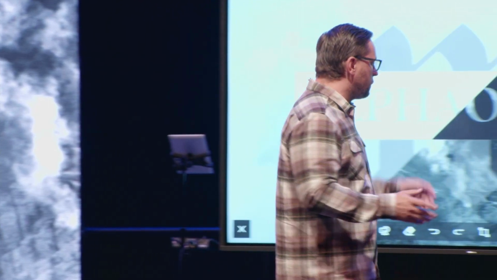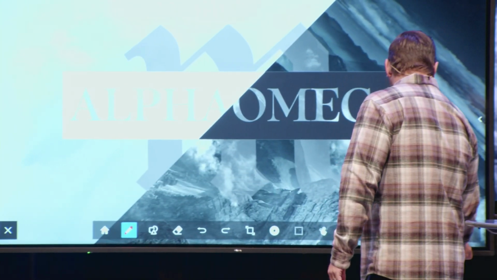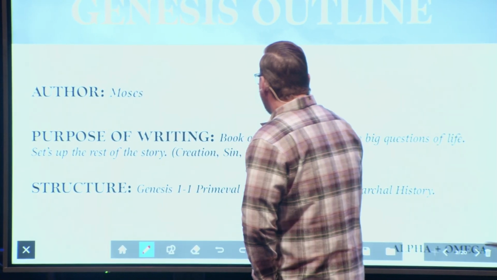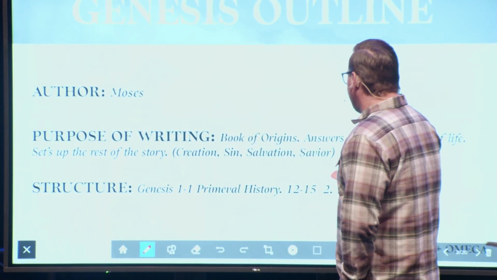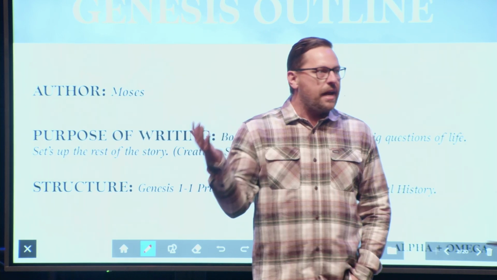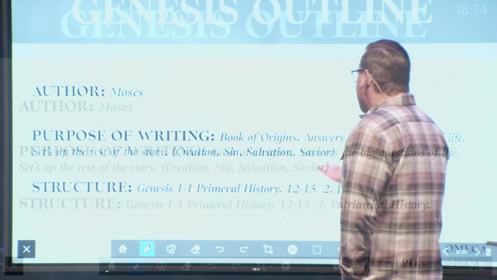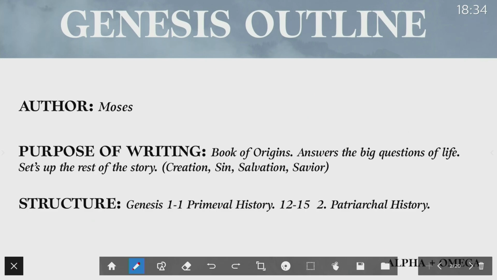Okay. Here's what we're going to do to start us off: a little recap, so that we can see if we can get the big picture, because it's really not that complicated once you can see the big picture. Last week I did a little bit of a recap, and I'm going to do it again this week. So the author is Moses, of course, and the purpose of the writing is that it's a book of origins. It tells us here's where we came from. It answers all the big questions of life. And it's divided into two major categories.